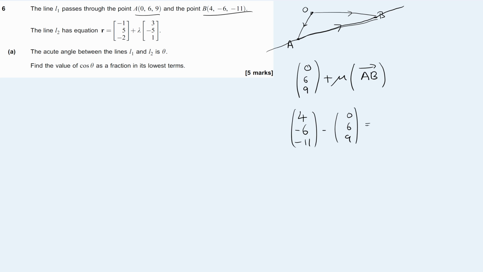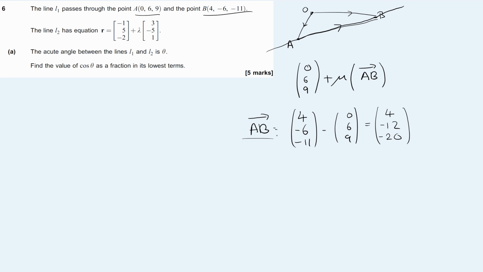So you just need to be very, very careful here, as with all of maths really, with your minuses and things. So 4 minus 0 is 4. 6 minus 6 is minus 12. Minus 11 minus 9 is minus 20. Okay, so that's your vector AB. And as I say, my presentation here is not going to be an exam presentation, but it's really important to label every single thing that you find, because you never know when you might want to know what AB is again later on in the question.